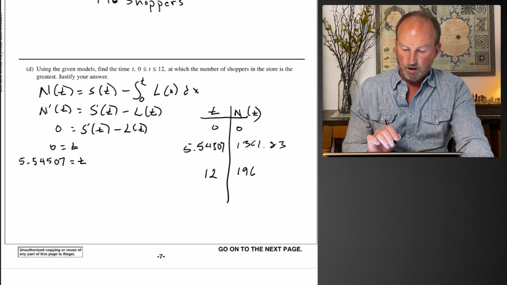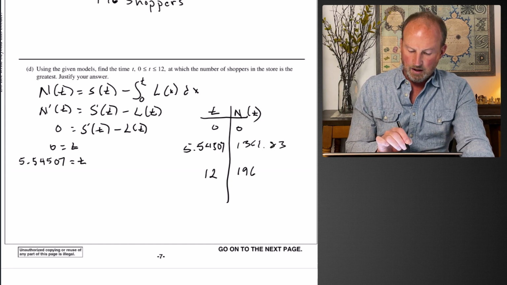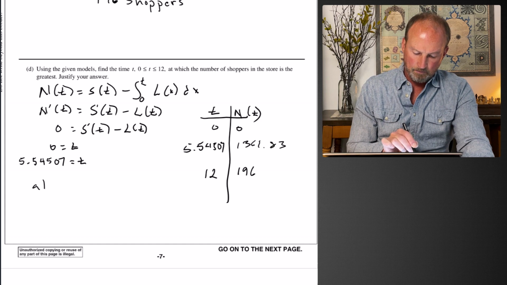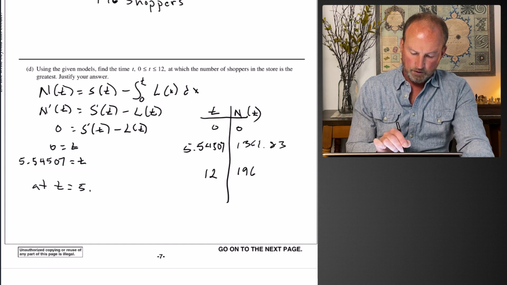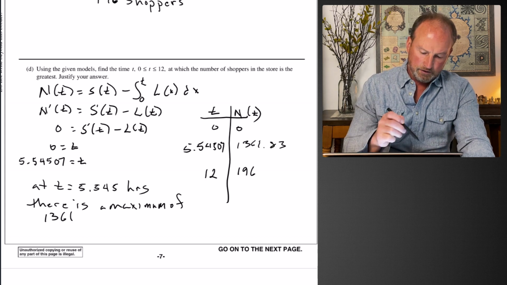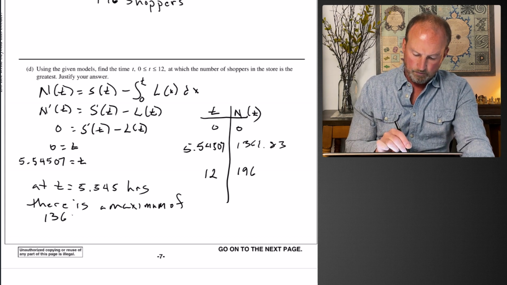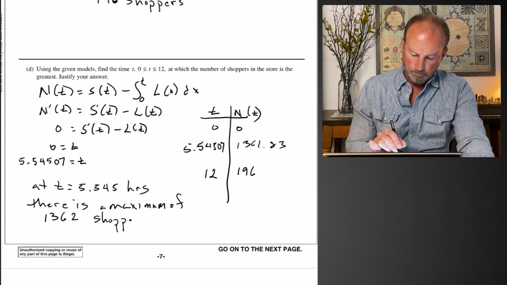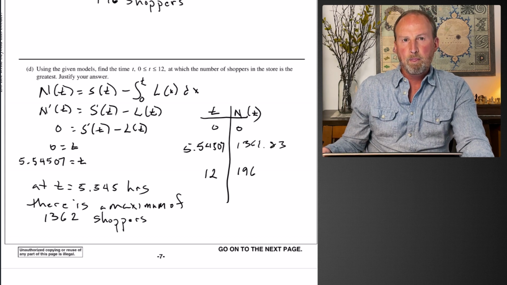Max shoppers clearly at time equals 5.545. At which time? So they don't actually ask for the number, but at time equals 5.545 hours, there is a maximum of 1,361, technically 62 shoppers. Okay. All right. That is it for the practice test.